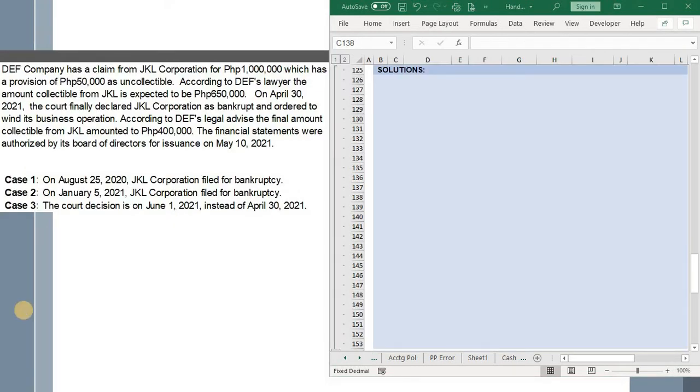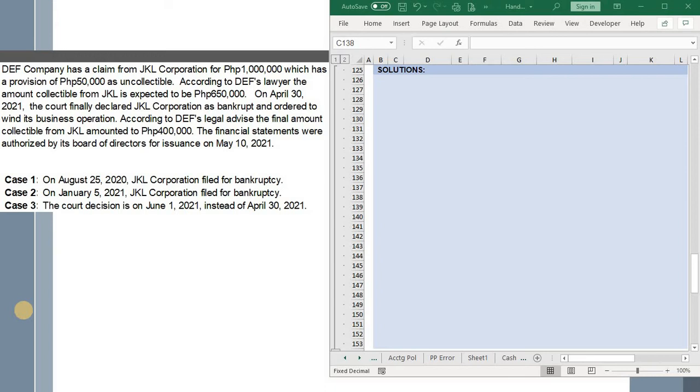DEF Company has a claim from JKL Corporation for 1 million pesos, which has a provision of 50,000 pesos as uncollectible. According to DEF's lawyer, the amount collectible from JKL is expected to be 650,000 pesos. On April 30, 2021, the court finally declared JKL Corporation as bankrupt and ordered it to wind up its business operations. According to DEF's legal advice, the final amount collectible from JKL amounted to 400,000 pesos. The financial statements were authorized by its board of directors for issuance on May 10, 2021.